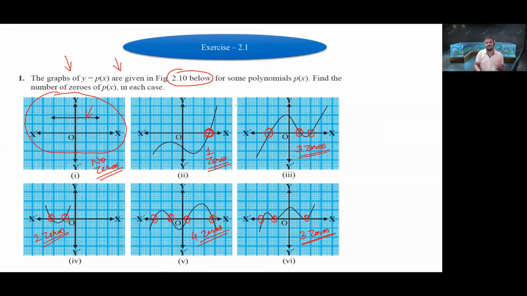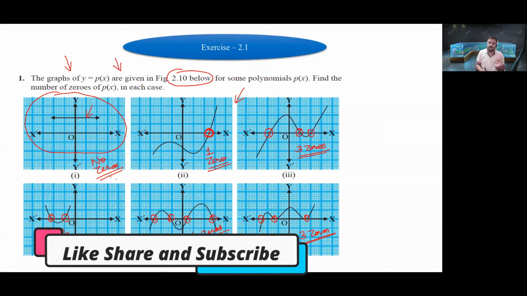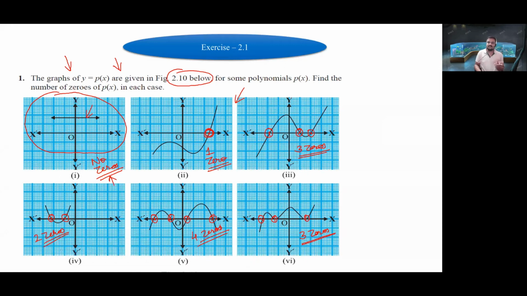Okay, no need to draw these graphs in the CW. Just write down the question number. After that you will write: first one, how many zeros? No zeros. Second one, how many zeros? Only 1 zero. Third one, how many zeros? 3 zeros. Fourth one, how many zeros? 2 zeros. Fifth one, how many zeros? 4 zeros. Sixth one, how many zeros? 3 zeros. That is all you have to write in the exercise in the CW. Okay.